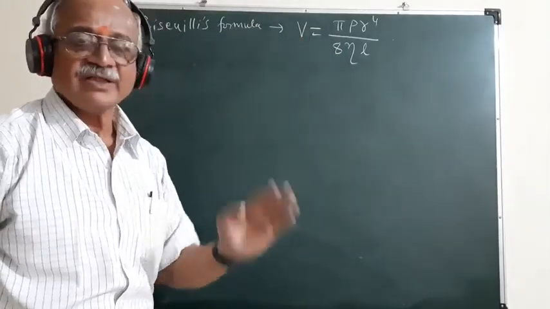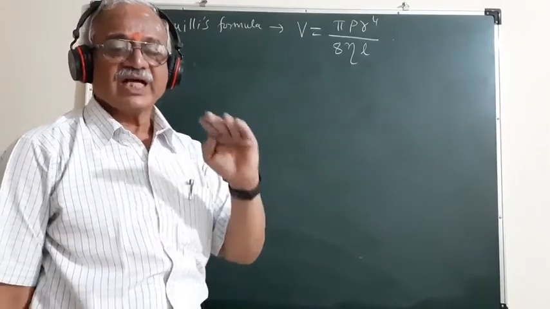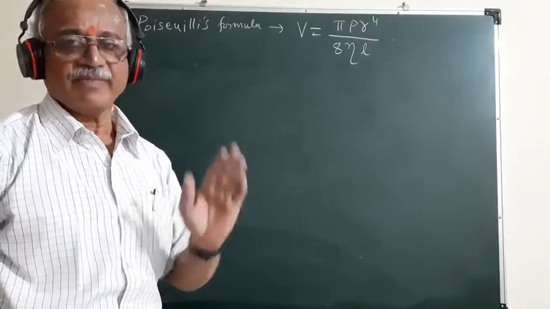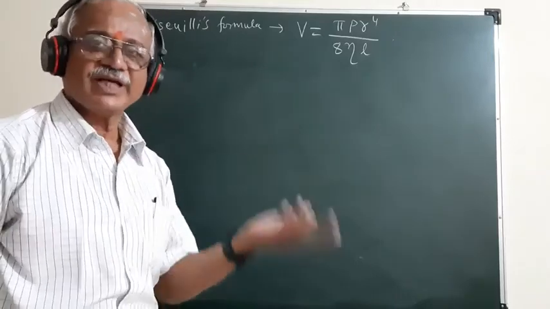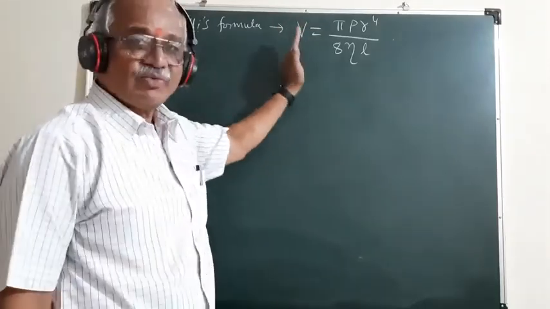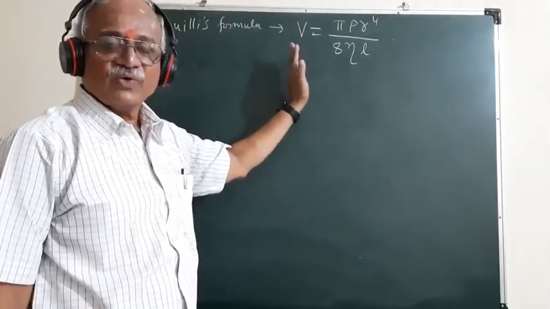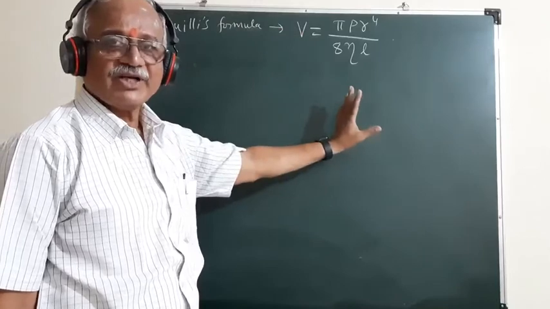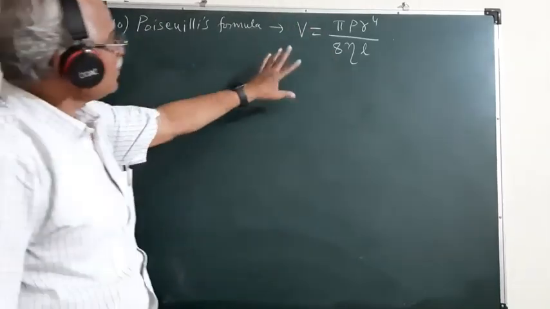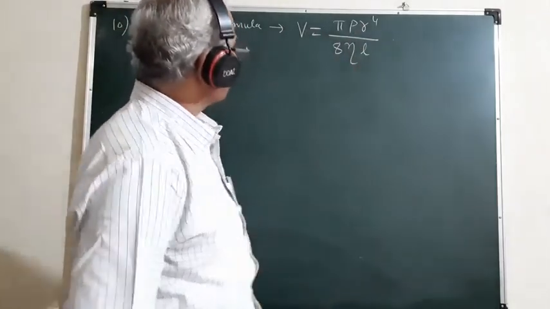That is nothing but the quantity of liquid that flows through the given capillary tube in unit time, maybe in 1 second, in 1 minute, 1 hour, whatever it is. So this is the volume rate of flow. So the volume rate of flow of a fluid through a given capillary tube is given by this Poiseuille's formula, and this formula is given by this expression.